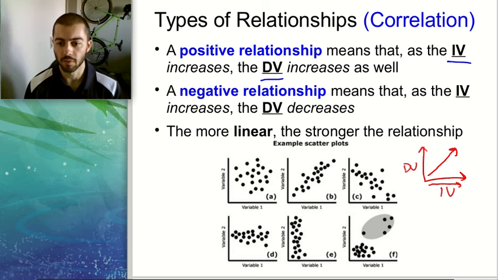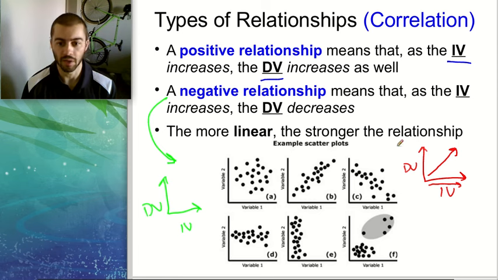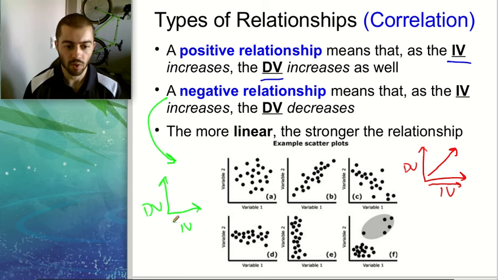Alright, for a negative relationship, what we'll see is as the independent variable goes up, the dependent variable actually goes down. So they both don't go up at the same time, like in a positive relationship here. In a negative relationship, as we go up in the independent variable, the dependent variable decreases. So we'll end up with a relationship that looks something like this.